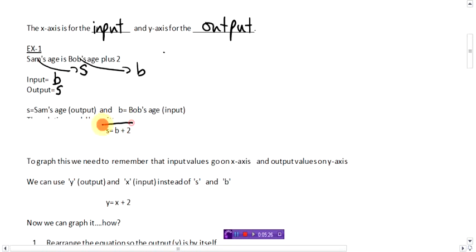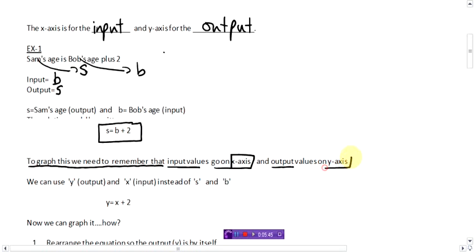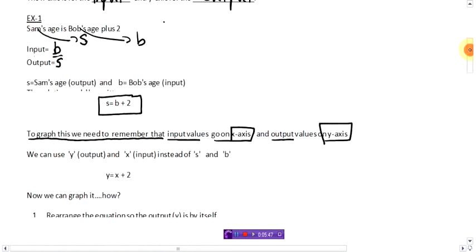So this was the equation that you'd come up with based on that, translating that sentence into an equation. Sam's age is Bob's age plus 2. Remember, the is means equals. Okay, to graph this, we need to remember that input values go on the x-axis and output values go on the y-axis.